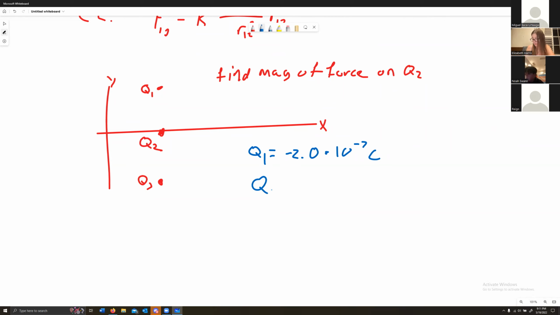Charge of Q2 is going to be... Just to confirm for the homework, do we have to do sig figs? Yes. Ugh. I just punched it into a sig fig calculator.